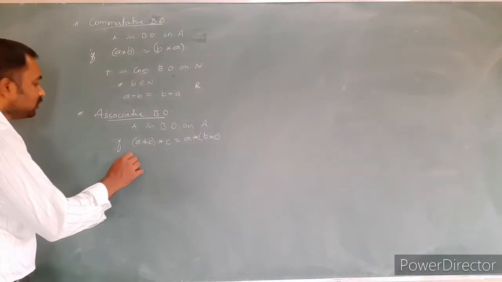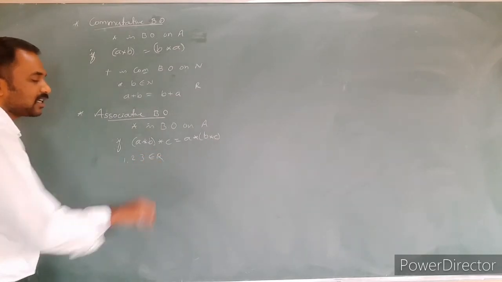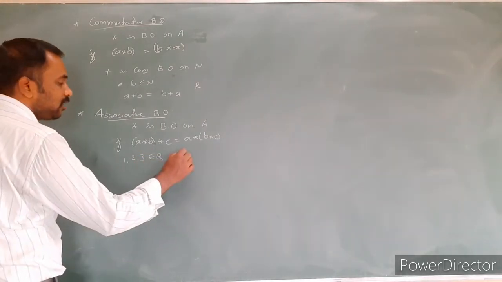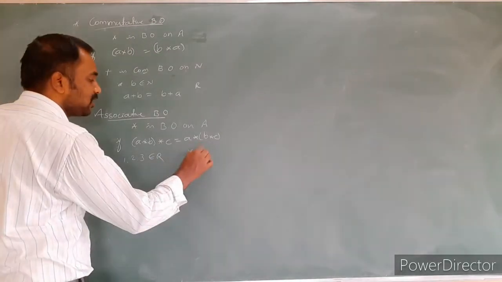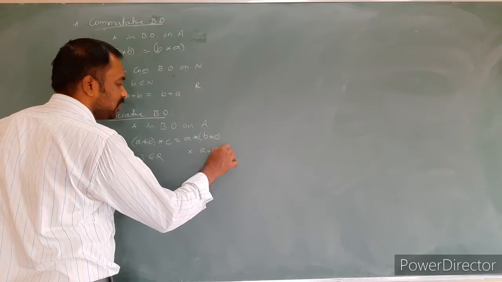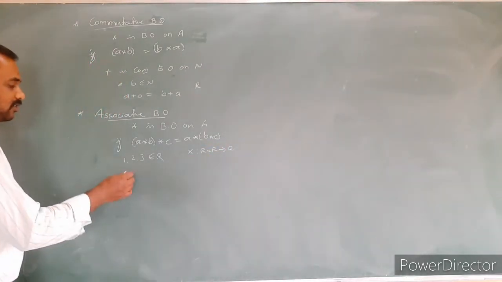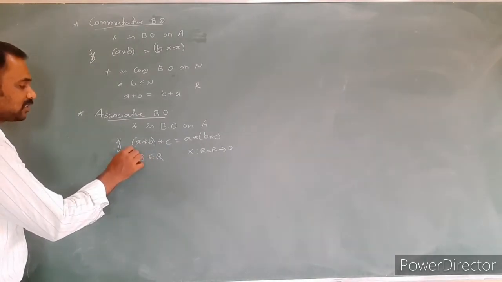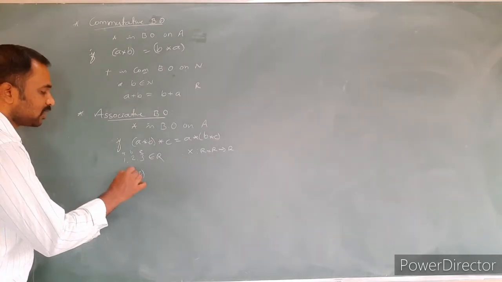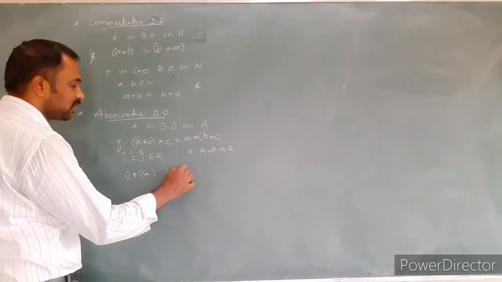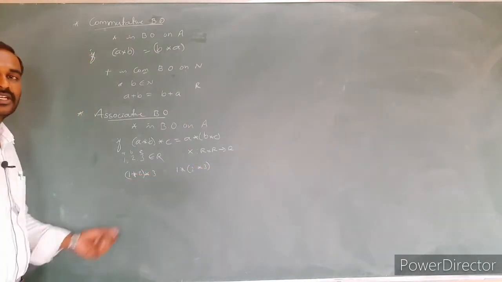For example, I just consider 1, 2, 3 as any real numbers, and the operation I consider is multiplication. Multiplication is a binary operation from R cross R into R. So what do you say? According to this definition, a is 1, b is 2, c is 3. Replace it: (1 star 2) star 3 is equal to 1 star (2 star 3). Check whether LHS is equal to RHS or not.